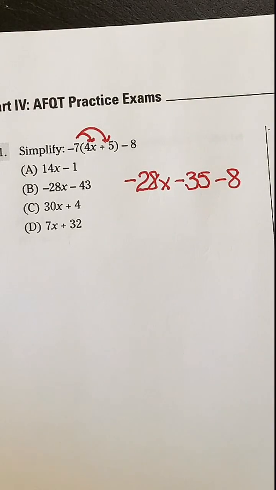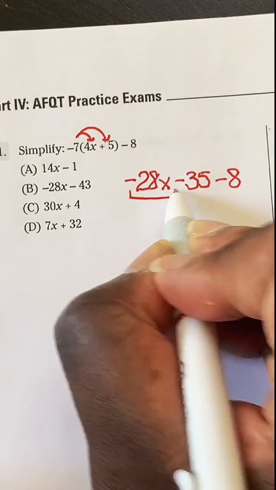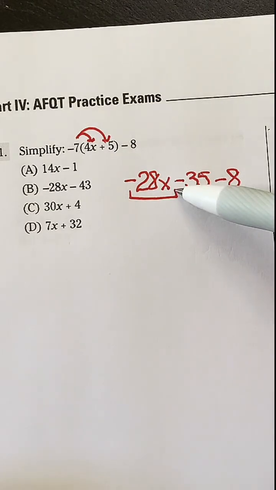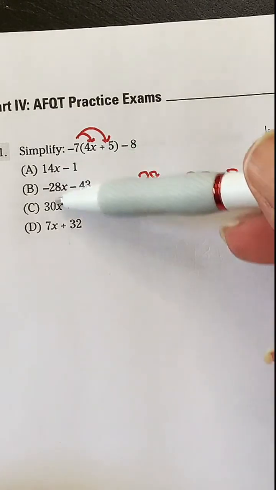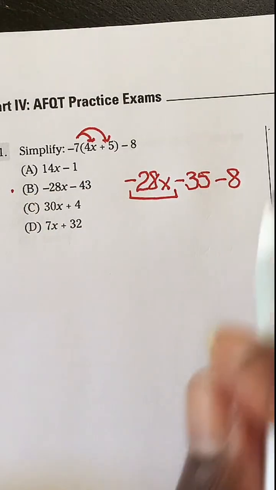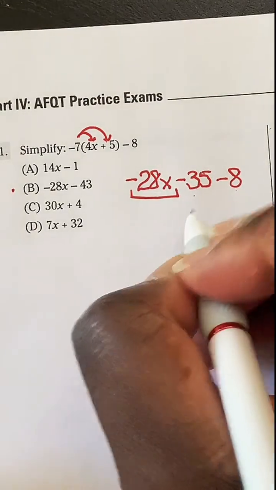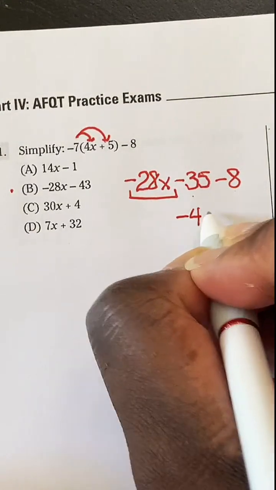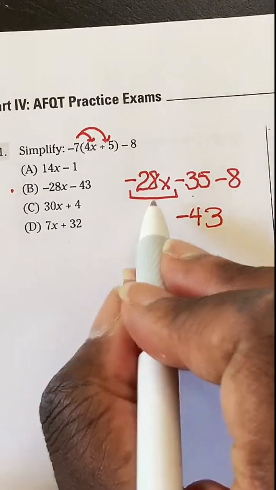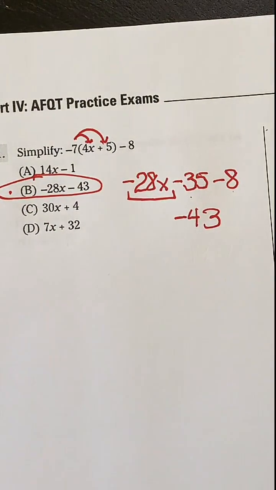So if I take a look here, right away, I only have one x. So I'm looking at negative 28x. Boom, I'm looking at my answer choices. I have a feeling my answer is going to be B. But then we have this negative 35 minus 8. That gives me a negative 43. Remember, once you see your first part, that's your answer. Circle it, bubble it, click on it, move on.